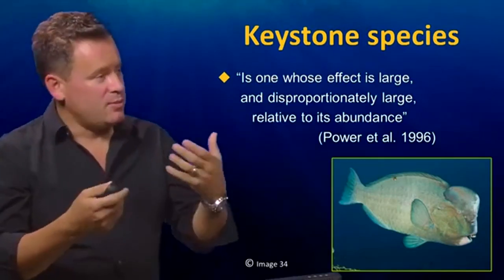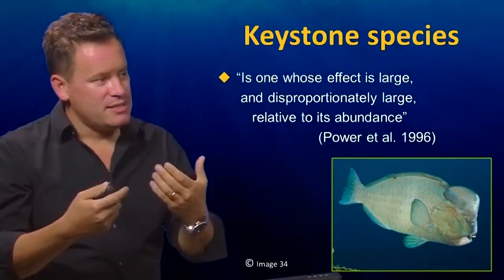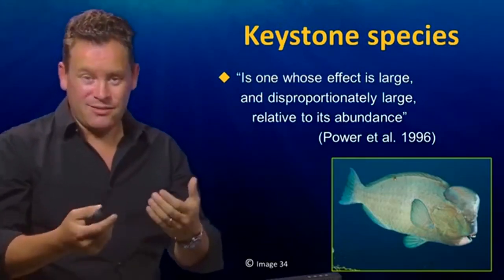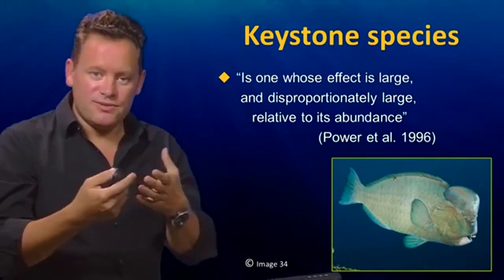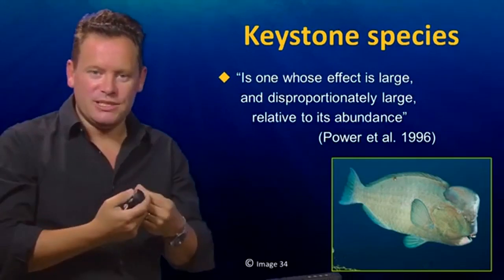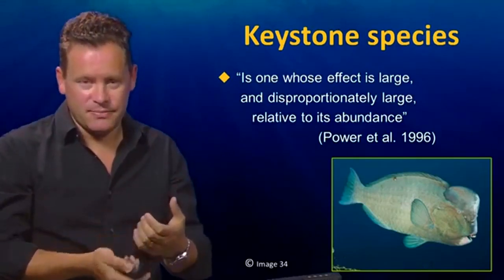And we've just seen an example when we looked at the urchins, but here's another. This is the bumphead parrotfish again. They aren't very numerous on a reef, but they have a very large impact. And as we've seen, removing the keystone species can lead to a very large impact on the ecosystem.